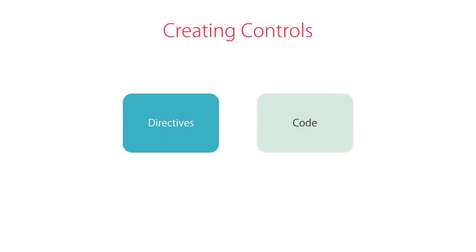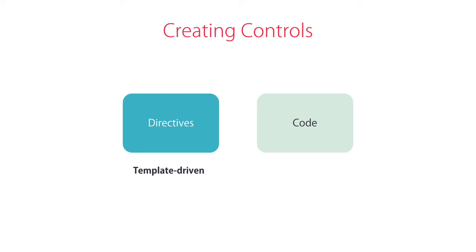Now, there are two ways to create these control objects. One way is by applying some directives in our template, and Angular will create these control objects for us implicitly under the hood. We call forms that are built this way template-driven forms. So we build them using their template.